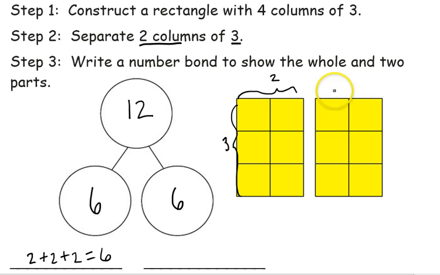I could also show the number of squares in each column. I could write it as 3 plus 3 equals 6, and the 3 would represent the 3 squares in each column. Either way is correct. So our original array that was 4 columns of 3 could be divided into 2 matching arrays, each one having 2 columns of 3.